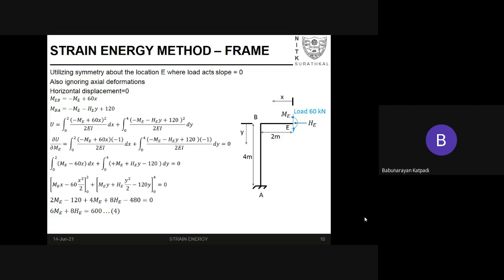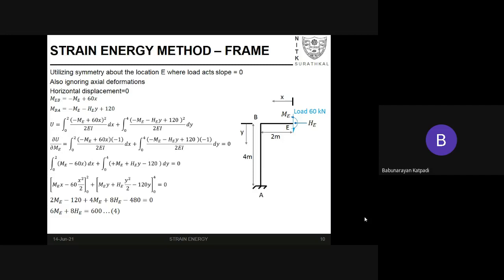Now we set up moment equations for the elements remaining from the center to B, that is E to B and B to A. At that location where I have taken the symmetry, I call the redundants the operative. ME is the moment I want to determine. HE is the horizontal axial force I want to determine. I know the shear at that point. It has to be the column reaction. It is 60 downwards. That value is known to me. Knowing the shear as 60, I try to get ME and HE by setting up equations for them.